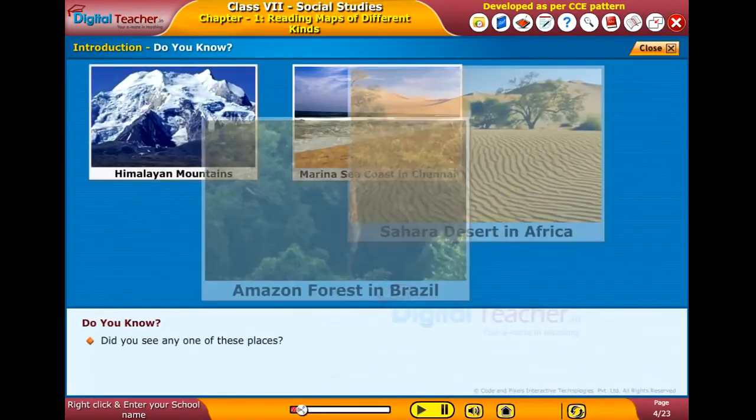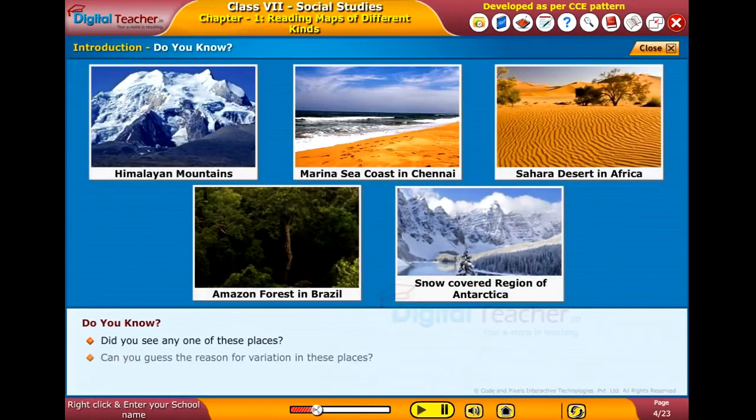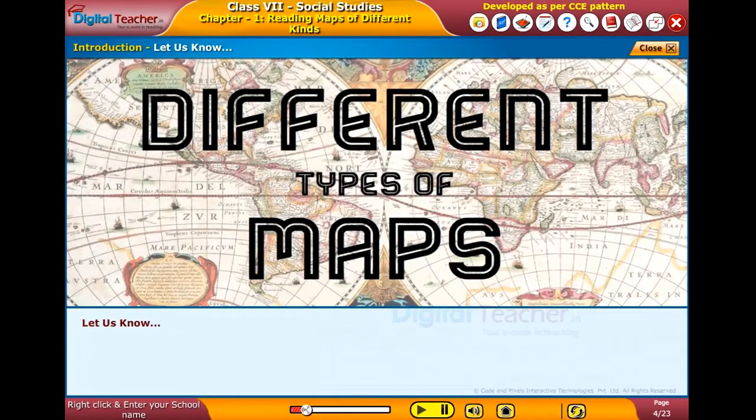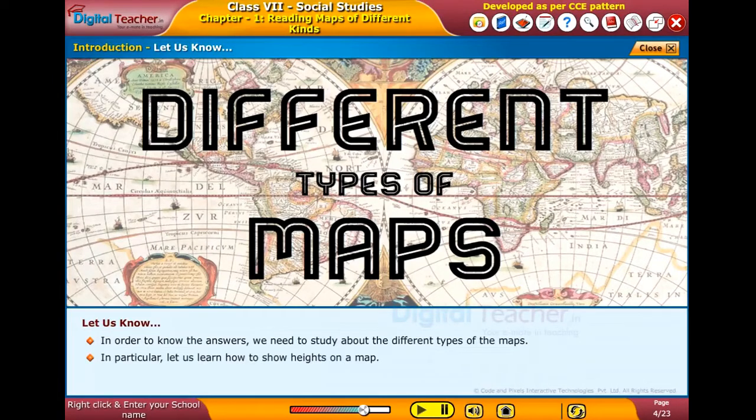Did you see any one of these places? Can you guess the reason for variation in these places? Do you know how these variations affect the lives of people living in these places? Let us know. In order to know the answers, we need to study about the different types of maps. In particular, let us learn how to show heights on a map.